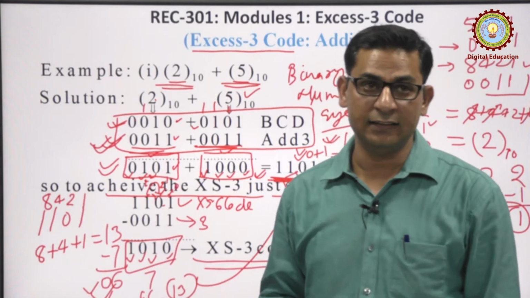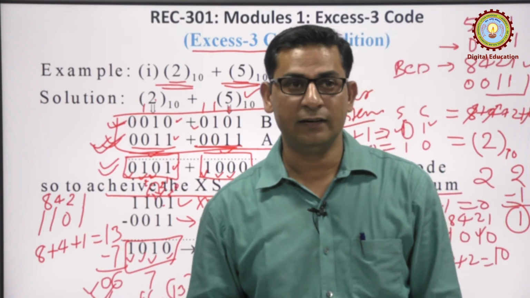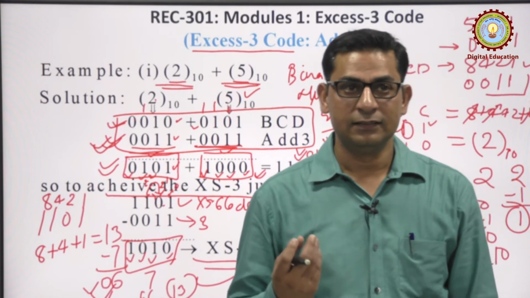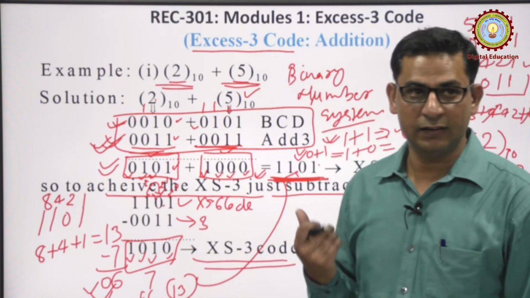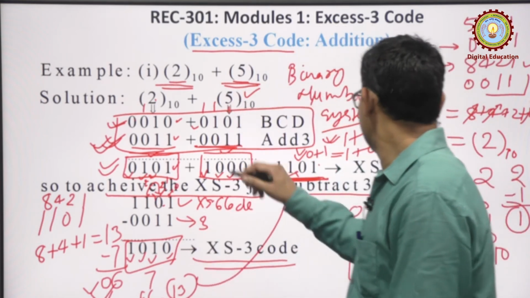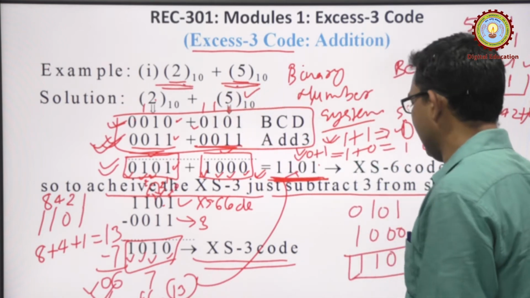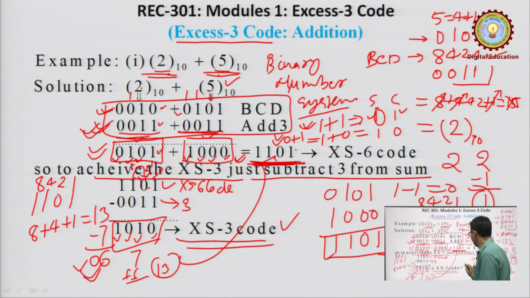If we add 3 to this, as per the XS3 code requirement, if we add the 3 to the decimal number, we will get the XS3 code. So, if we add, this is 7 and our final answer is 10, the equivalent of 10. If we add 3 to the 7, we will get the same answer. It means our answer is correct now.